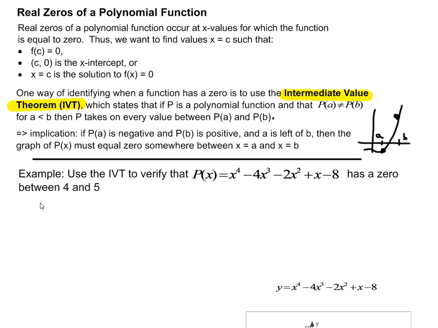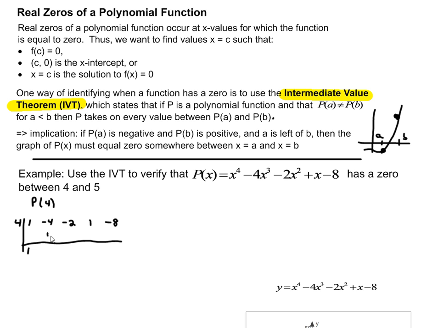If we remember from our synthetic division that we can use the remainder theorem to evaluate a function like p of x at x equals 4 and x equals 5, then to find p of 4, we'll go ahead and use our synthetic division to work it through. So let's put in 4 here for x. Let's put our coefficients 1, negative 4, negative 2, 1, and negative 8, and let's work out what we get for p of 4. Well, bring down the 1.